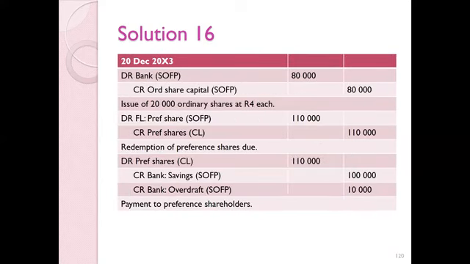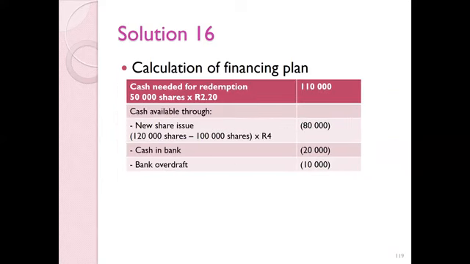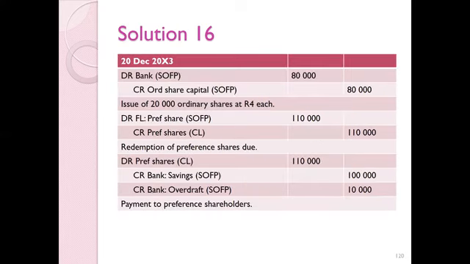To journalize this, we firstly want to look at our new share issue, where we're going to generate 80,000 Rand. We're going to debit bank with 80,000 and credit our ordinary share capital with 80,000. Our redemption of the preference shares, we are ultimately moving that financial liability to a current liability. We're saying that 110,000 is going to be paid out very shortly within the next 12 months.